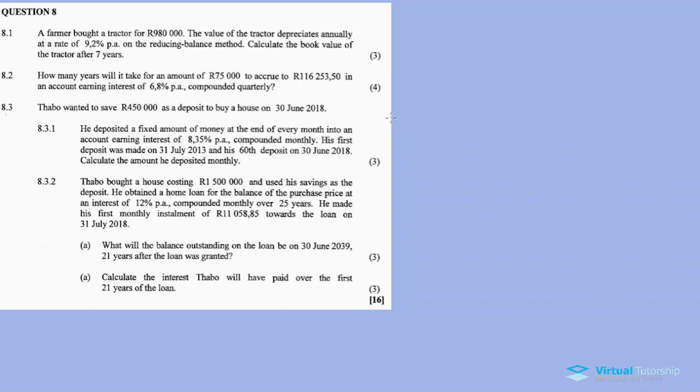All right, now question 8. Sikhuluma nge financial mathematics lana ke.